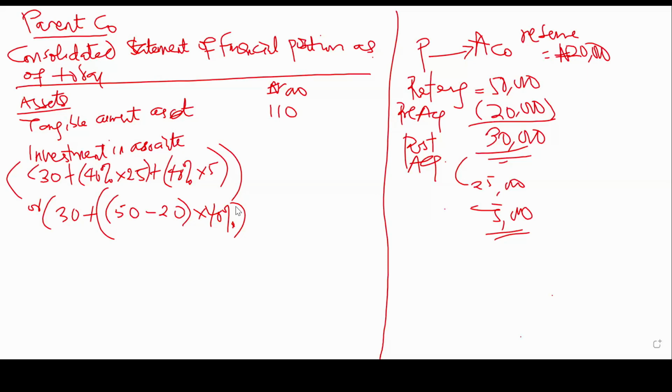The parent, or any investor in equity, will only get profit after the day that they have made that investment. They won't get it for the days that they had not made the investment. So they had not made the investment when associate co made that earlier profit. So if you do 40% of this 30, you get 12. If you add 12 to 30, you get 42.